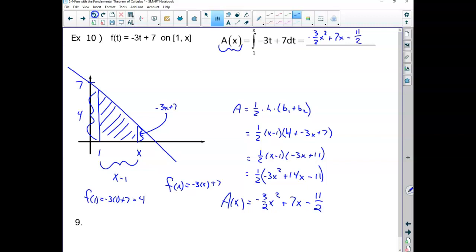And as we're comparing our a of x function to our f of t function, we can see that f of t is the derivative of our a of x function. Because if we took the derivative of that negative 3 over 2 x squared plus 7x minus 11/2, we are going to get negative 3x plus 7. Okay, so the connection's still there. And so we know it's a derivative.